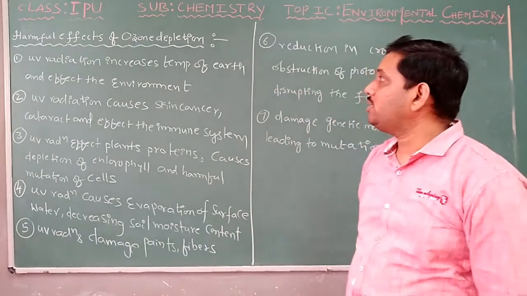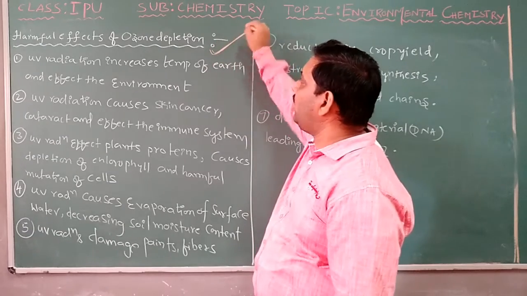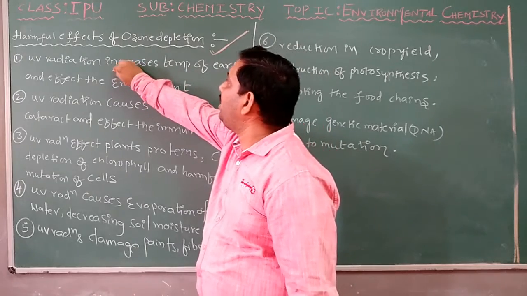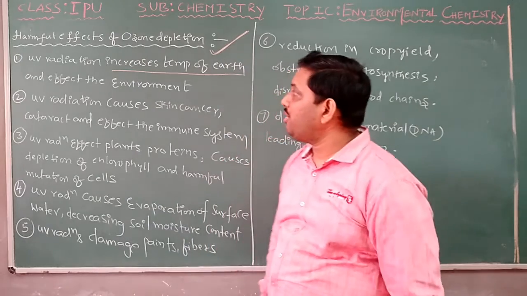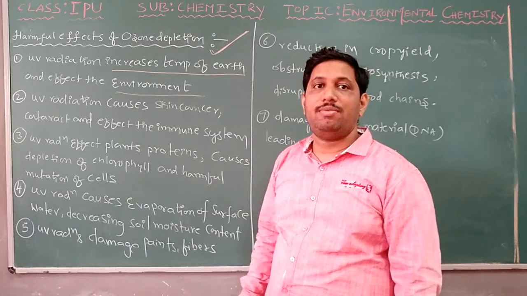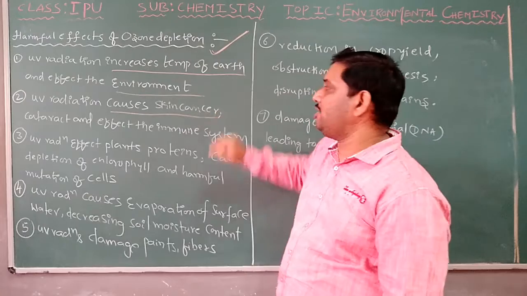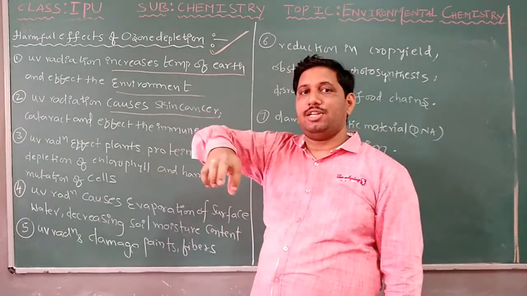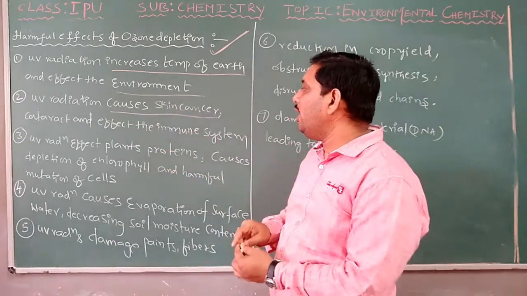Next, continuation, students, harmful effects of ozone layer depletion. First one, student, ultraviolet radiation increases the temperature of the earth and affects the environment. Second one, ultraviolet radiation causes skin cancer, because due to the depletion of the ozone layer, the ultraviolet radiation reaches the earth's surface, causes skin cancer, cataract, and affects the immune system.